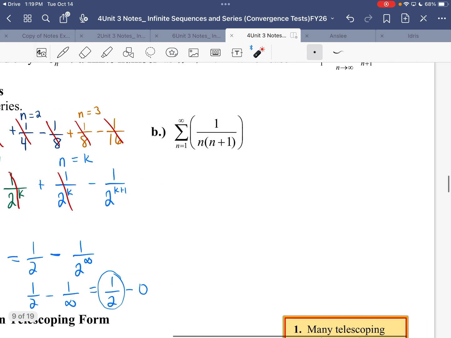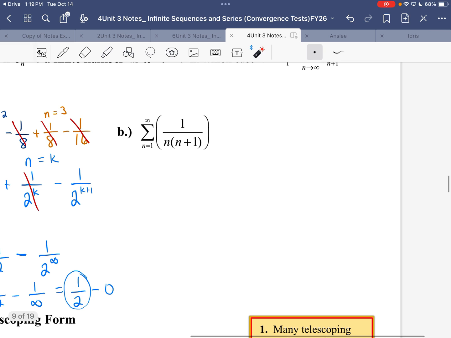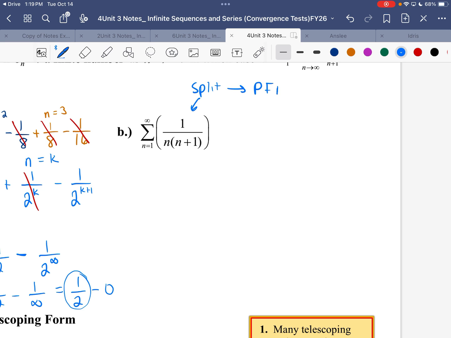Let's do b. Is it fraction minus fraction? So I need to split up and have fraction minus fraction form. So I split. How do I split rational numbers up? Partial fraction decomposition. Okay, let's do it.